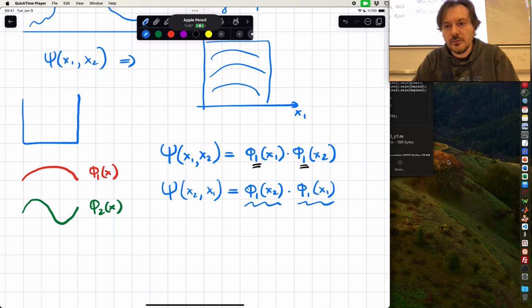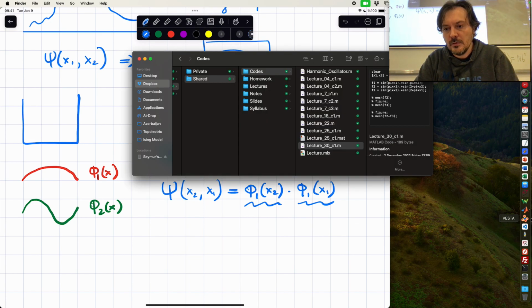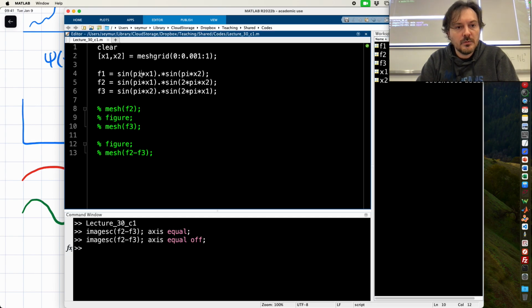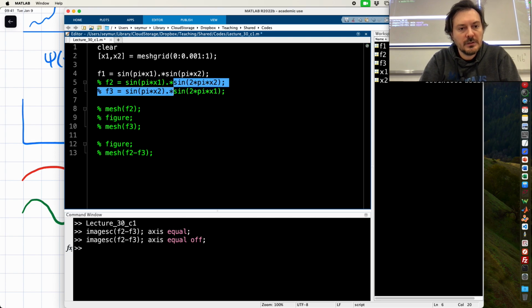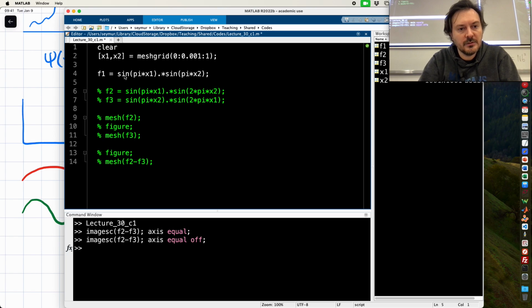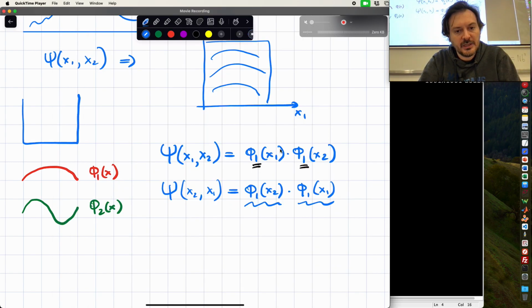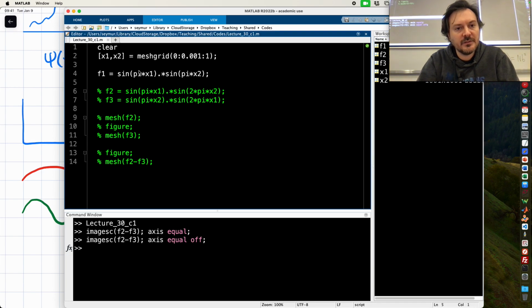Let me show you in a code. Okay. So look at this. Let me just ignore these parts. Look at only here. Do you see? Sine of pi x is your phi 1. Sine of pi x is phi 1. And as you can see, there is sine of pi x1 and sine of pi x2. Is this wave function symmetric? Yes, right? So let me plot it.